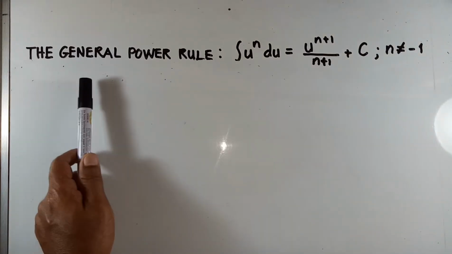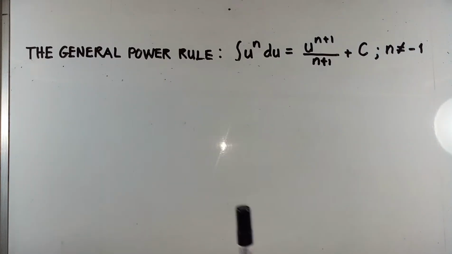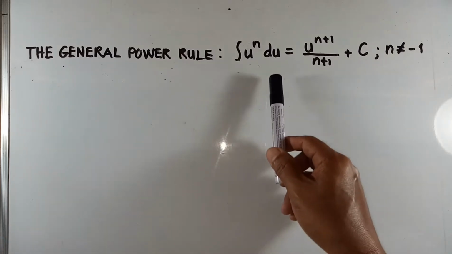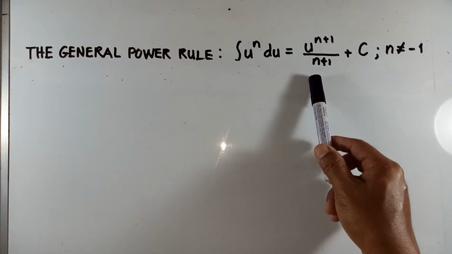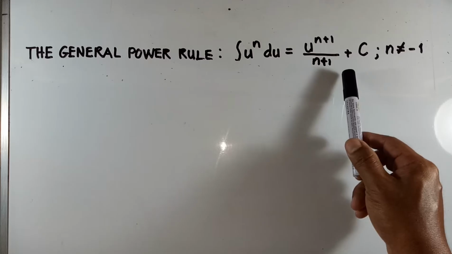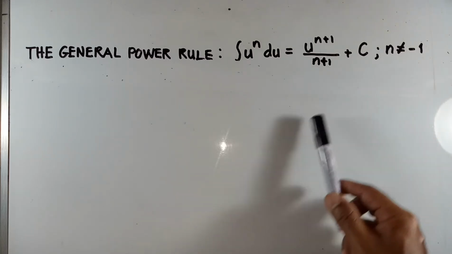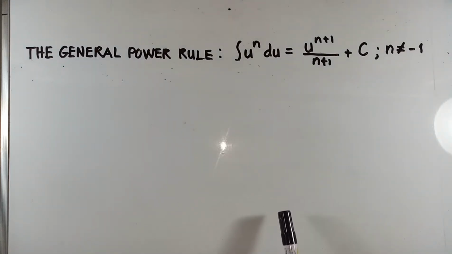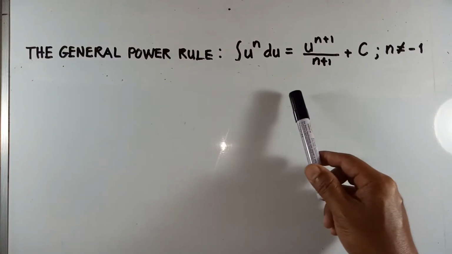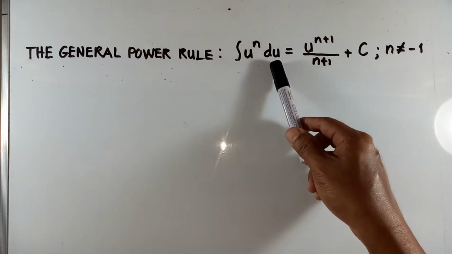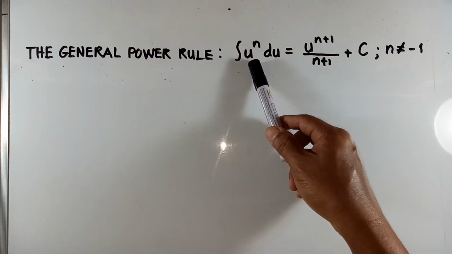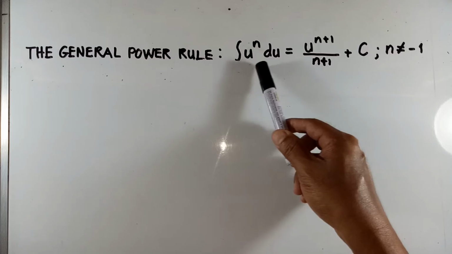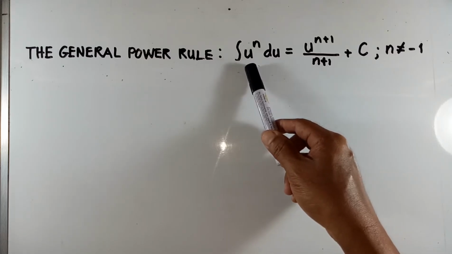Topic natin ngayon ay tungkol sa General Power Rule for Integration. At ito yung General Power Rule for Integration: integral of u to the n du equals u to the n plus 1 divided by n plus 1 plus c, where n is not equal to negative 1. So dito sa formula na ito, yung du ay derivative ng base na u. I repeat, yung du ay derivative ng base na u.